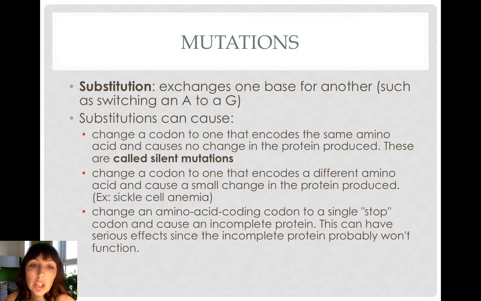If there is no change in the protein, that is called a silent mutation. A change in a codon that does change the amino acid, and therefore the protein, really can cause some problems. An example of a current disease that is the result of a substitution mutation is sickle cell anemia. A change in an amino acid coding codon to a stop codon can cause an incomplete protein. And this can have serious effects, since an incomplete protein probably won't function well.